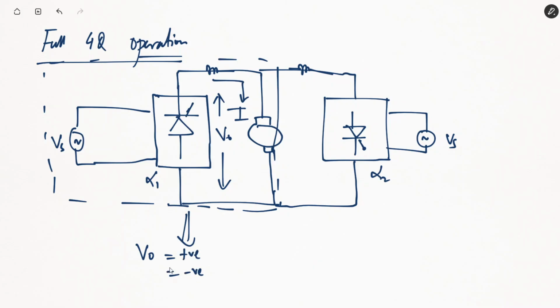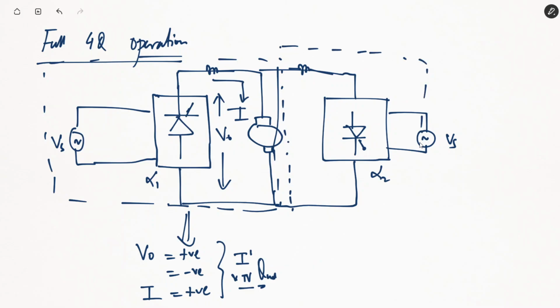That's easily possible by keeping alpha 1 less than 90 degrees or alpha 1 greater than 90 degrees. And we will only have a positive value of current using this rectifier. So we can make the motor run in first and fourth quadrant. Without necessarily making the back EMF equal to or greater than the supply voltage, what we can do is using this rectifier, we can let the current flow in the system in this direction.